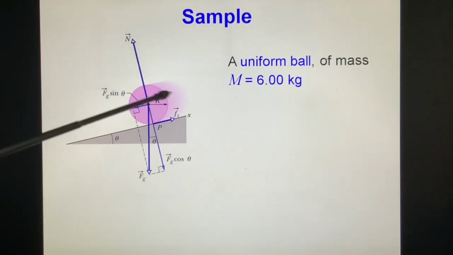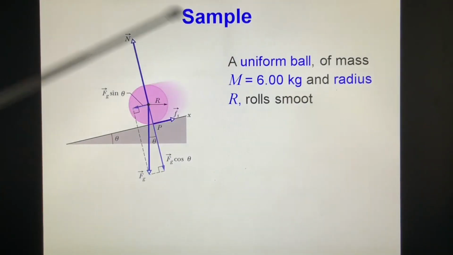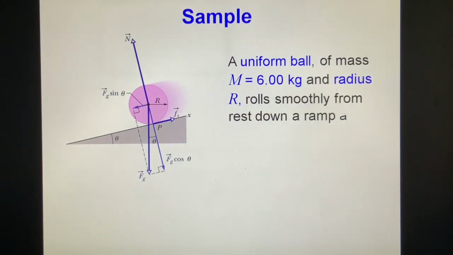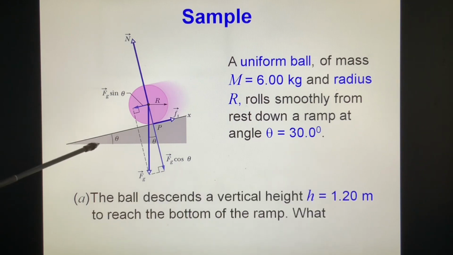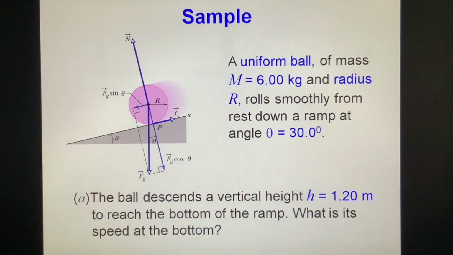Sample. A uniform ball of mass m equals 6.00 kilograms and radius r rolls smoothly from rest down a ramp at an angle theta equal to 30.0 degrees. Question A. The ball descends a vertical height h equals 1.20 meters to reach the bottom of the ramp. What is its speed at the bottom?